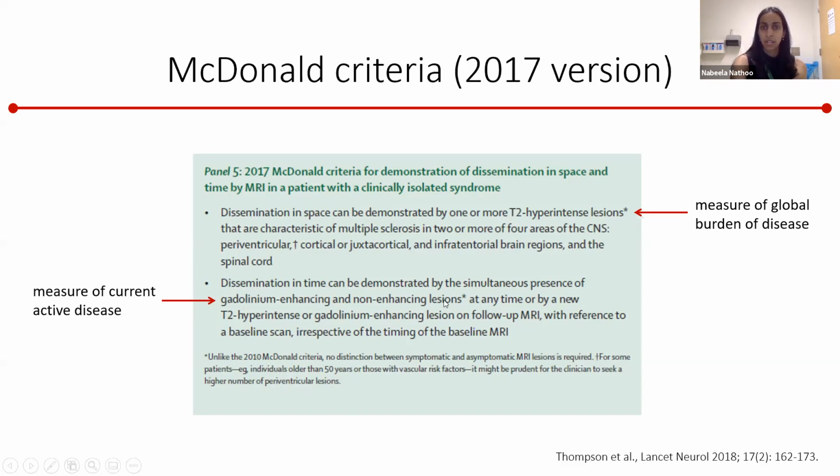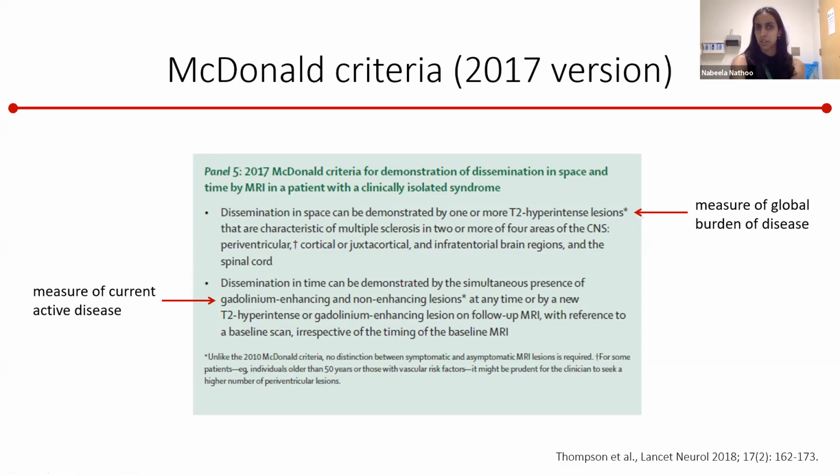And then the dissemination in time aspect is the second part, where you would either have had two clinical events, or from an imaging standpoint, one gadolinium enhancing lesion in one location, which tells you there's ongoing breakdown of the blood-brain barrier, so there's current inflammation. And then any non-enhancing T2 or FLAIR hyperintense lesion in a different location. Or if you rescan them down the road, a new T2 lesion in a separate location compared to the first one, or another gadolinium enhancing lesion.